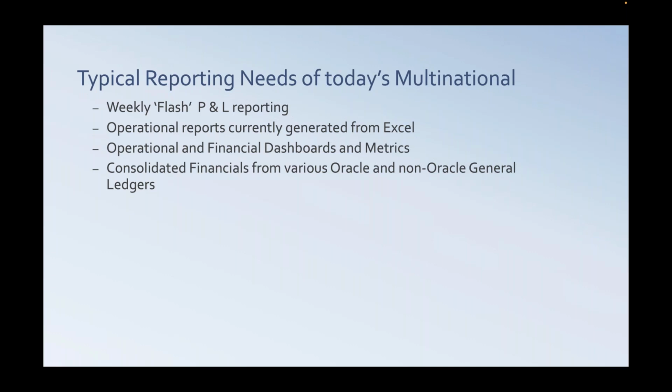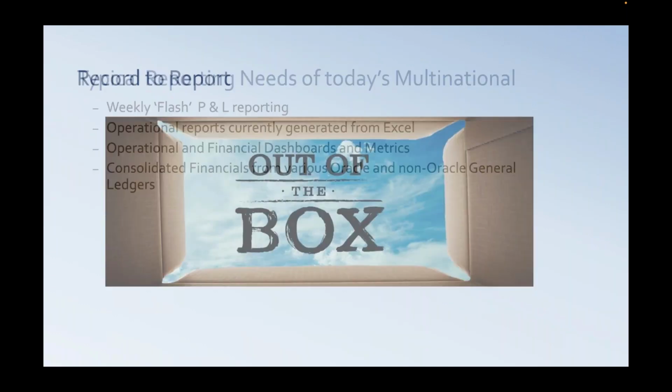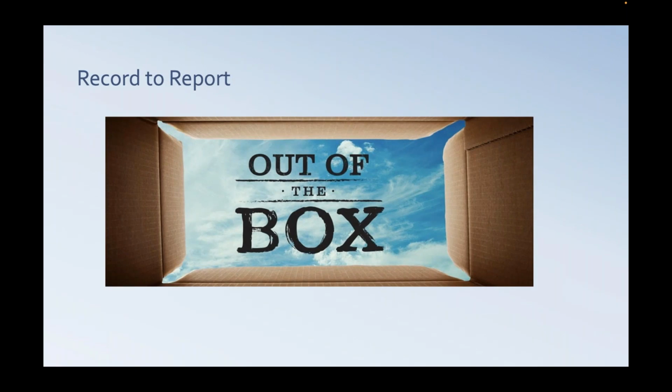data that doesn't necessarily come from the GL, but certainly should come from Oracle. Top 10 vendors, top 10 suppliers, top 10 invoices, things of that nature, things that you want to see how your business is doing and how your business is working. And then, of course, you've got your dashboards and metrics, and then we've got our consolidated financials from Oracle and non-Oracle. And there's a lot of different tools within EBS, and there's a lot of different tools within cloud, and some of these things are better than others.